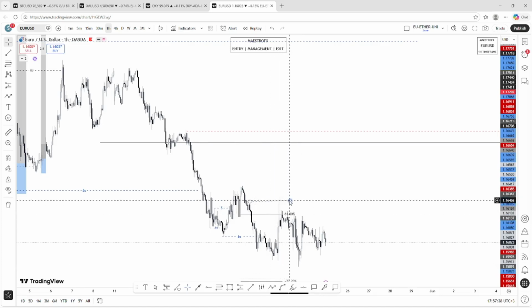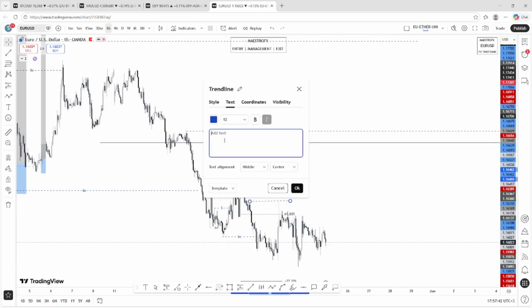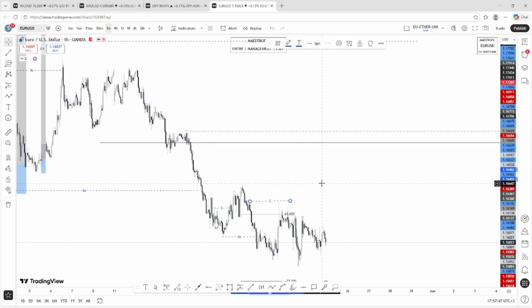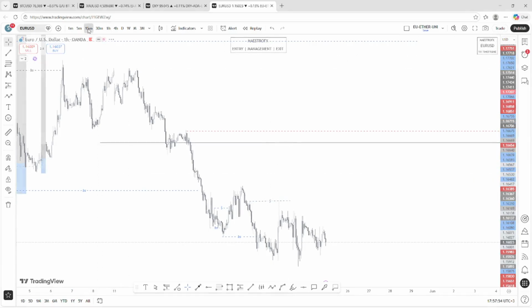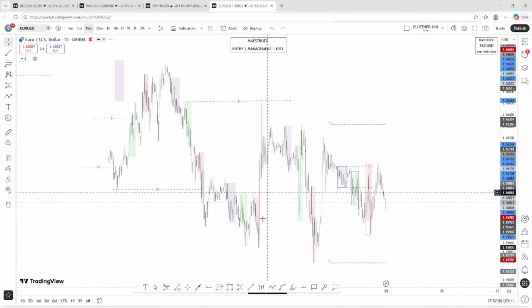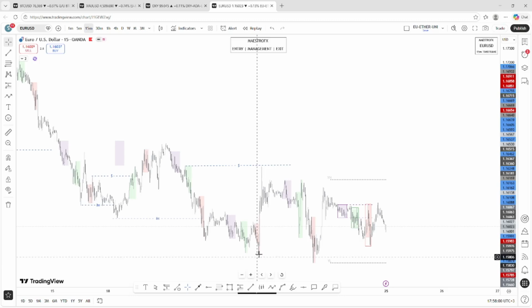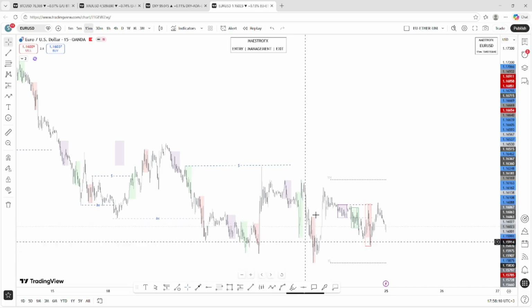And you can see that we had this internal liquidity, which I was anticipating that we will sweep before we continue to the downside, but unfortunately price will do what it wants. So let's head to the downside. As usual, you have to sell high. Yes, you have to sell high to make any profit. To buy, you have to buy low.